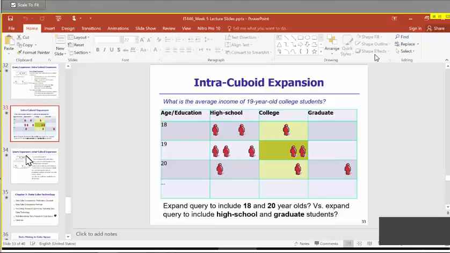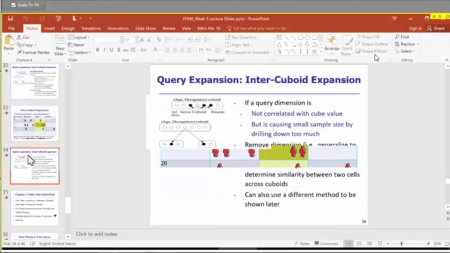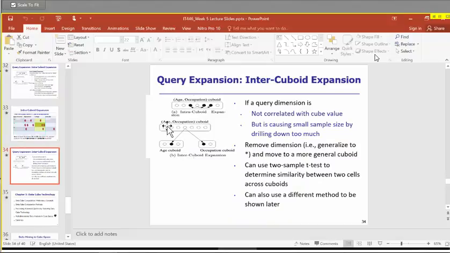So if a query dimension is not correlated with the cube value, but is causing a small sample size by drilling down too much, we can remove the dimension in that case. That is, we generalize to include the star, and we move to a more general cuboid. And also we can use a two sample t-test to determine the similarity between two cells across the cuboids. We can also use a different method, which will be shown later.